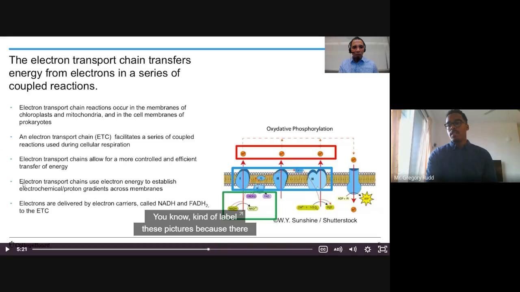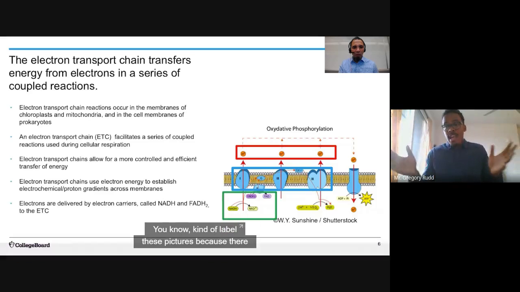So this 4th bullet point: electron transport chains use electron energy to establish electrochemical/proton gradients across membranes. This is your bang for the buck bullet point here. So let's break it down. Electron transport chains are processes that do exactly that. They transport electrons. They take electrons from one source and they move them throughout the membrane typically.